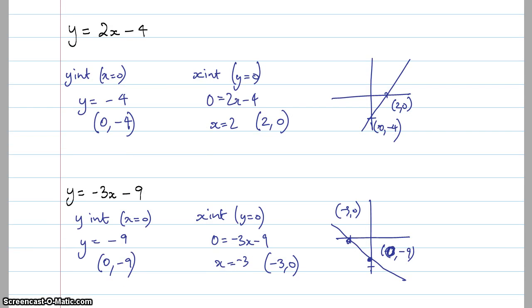Okay, I'll move on to a different question. y equals negative 3x minus 9. Again, I'm going to find the y-intercept. That's when x equals 0. I cover this one up, I just get negative 9. That's nice, and I get this point here.